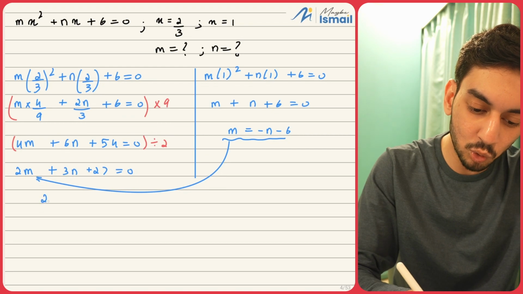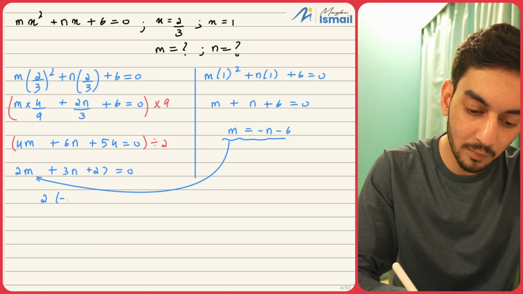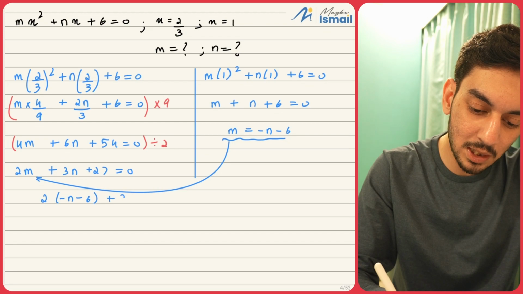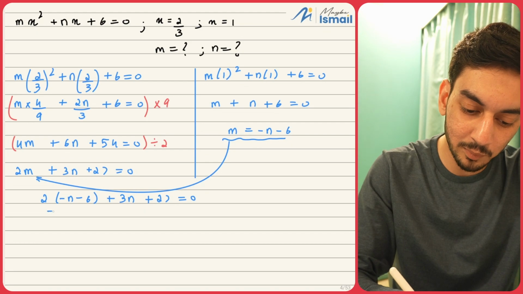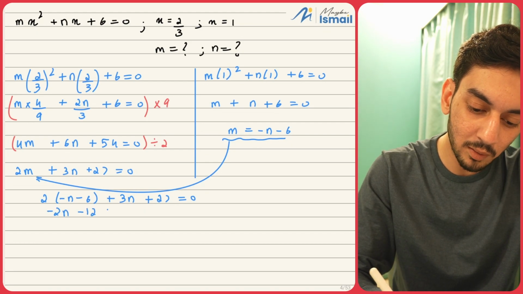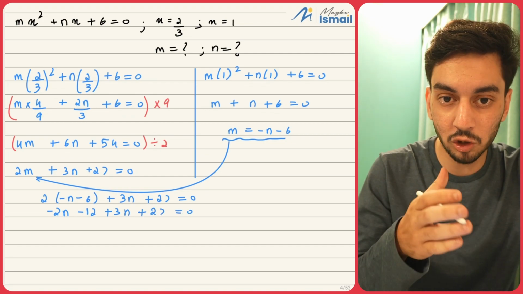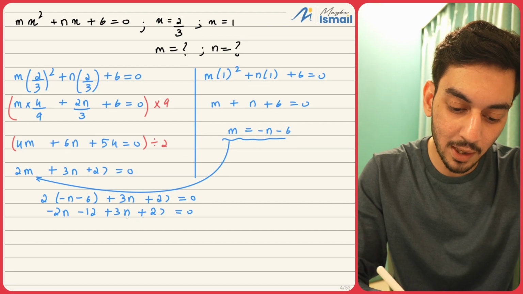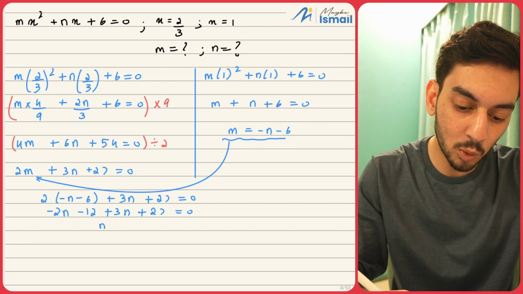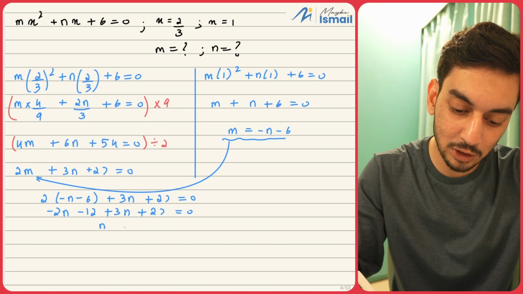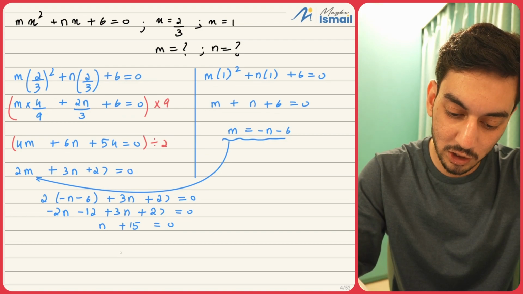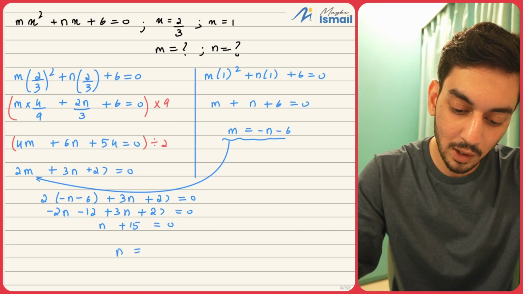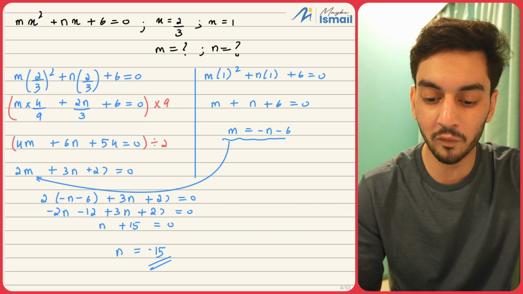So that becomes 2 times negative n minus 6 plus 3n plus 27, and that would be equal to 0. Open up these brackets, so it becomes minus 2n minus 12 plus 3n plus 27 is equal to 0. Keep all the n's on one side, everything else goes to the other side. So 3n minus 2n is just an n, and 27 minus 12 is just 15. So n plus 15 is equal to 0. Now the 15 goes to the other side, side change, sign change, hence n will be equal to negative 15, and that is the value of one of the variables, which is n.